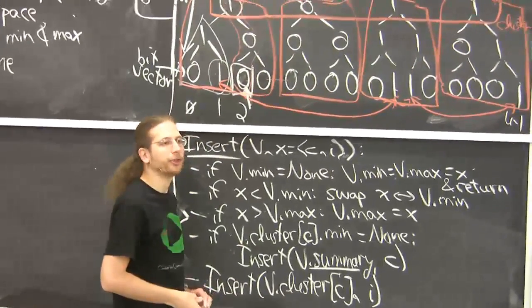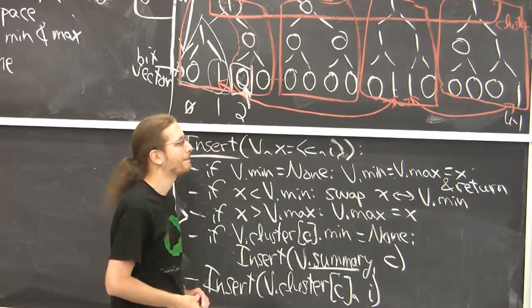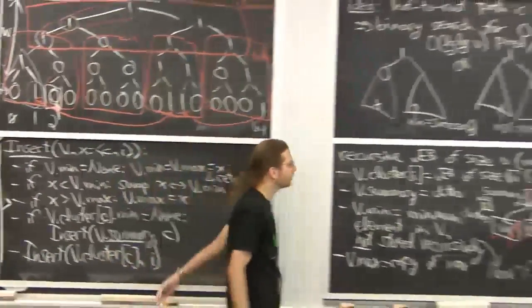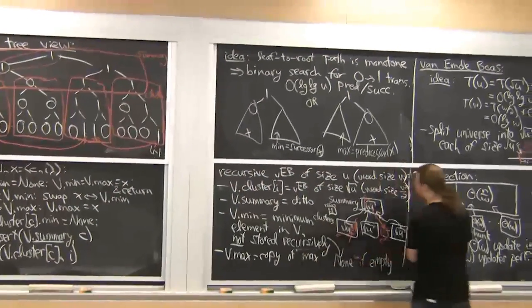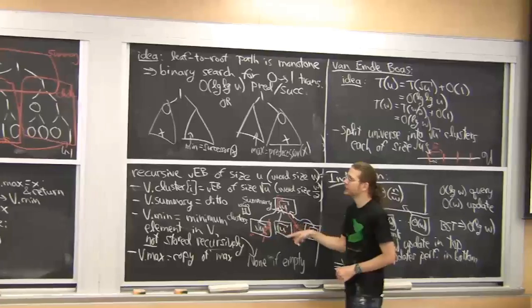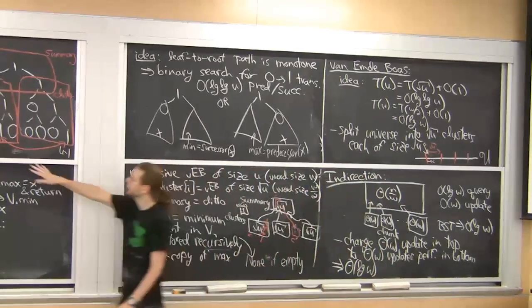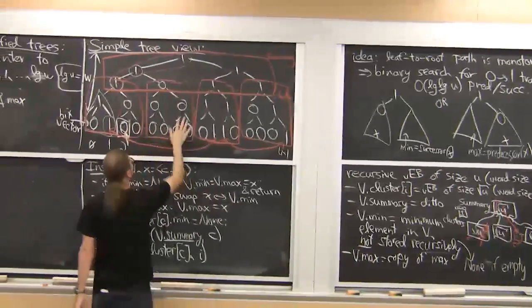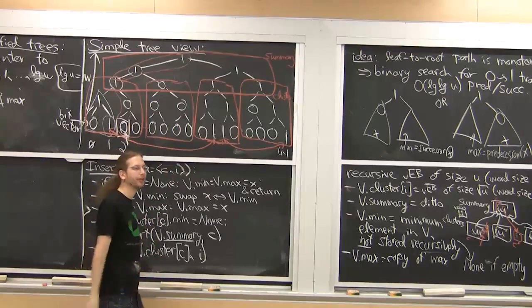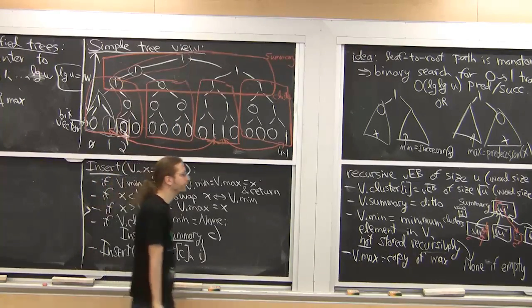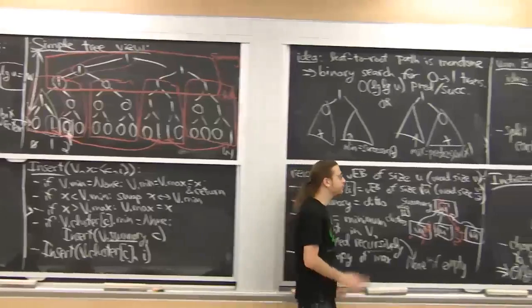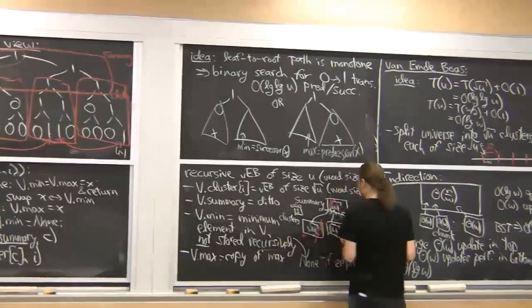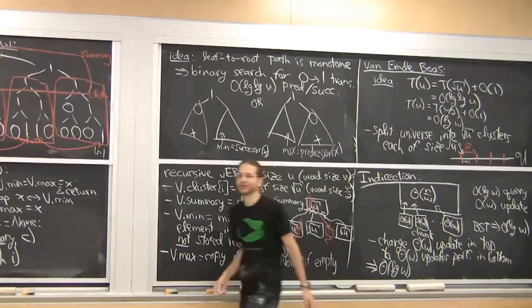Don't store empty structures. In this picture, we had an array of all the clusters, but a cluster could be entirely empty, like this one. This is an entirely empty cluster. Don't store it. It's a waste. If you store them all, you're going to spend order U space. If you don't store them all, just don't store the empty ones, I claim you're order n space. Done.